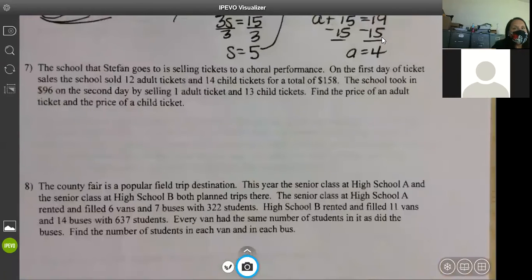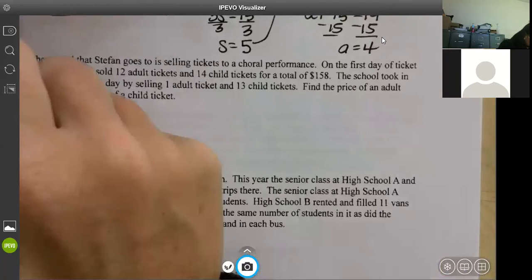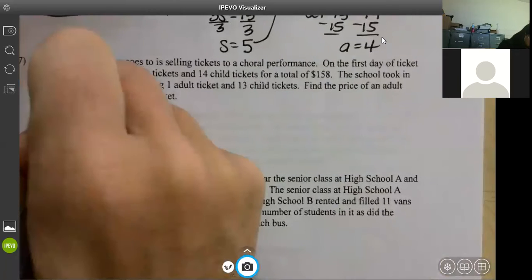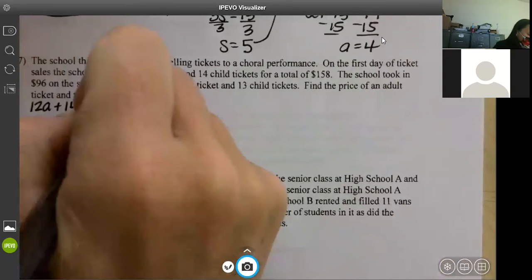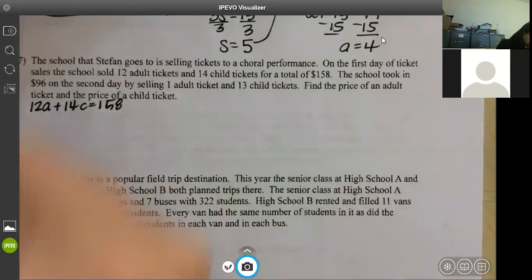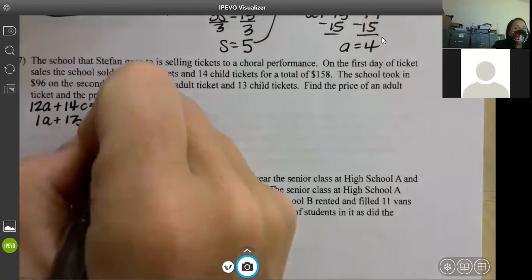The school that Stefan goes to is selling tickets to a choral performance. On the first day, ticket sales in the school sold 12 adults and 14 child tickets for a total of 158. How do I write that? 12A plus 14C equals 158. The school took in 96 on the second day by selling 1 adult and 13 child tickets. One A plus 13C equals 96.